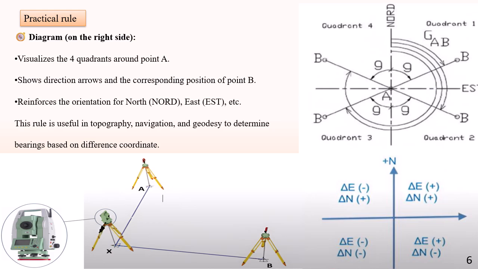When we talk about the practical rule, we have the diagram on the right side. It shows the four quadrants around point A and shows the direction arrows and the corresponding position of point B in order to reinforce the orientation for north and east and so on. This rule is useful in topography, navigation, and geodesy to determine bearings based on different coordinates.